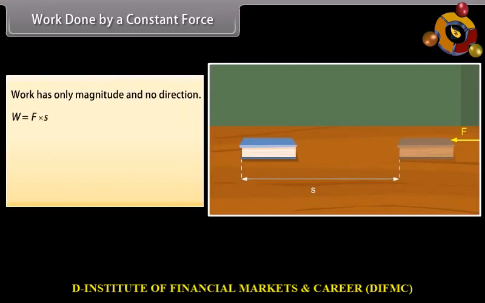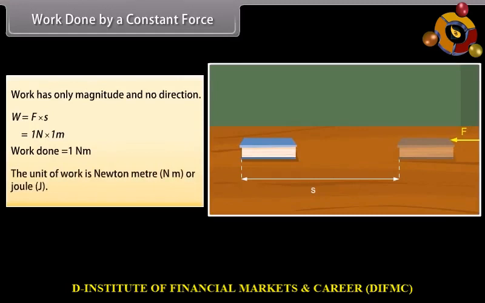If F is equal to 1 N and S is equal to 1 m, then the work done by the force will be 1 Nm. The unit of work is Newton meter or joule. Thus, 1 Newton meter or 1 joule is the amount of work done on an object when a force of 1 Newton displaces it by 1 meter along the line of action of the force.